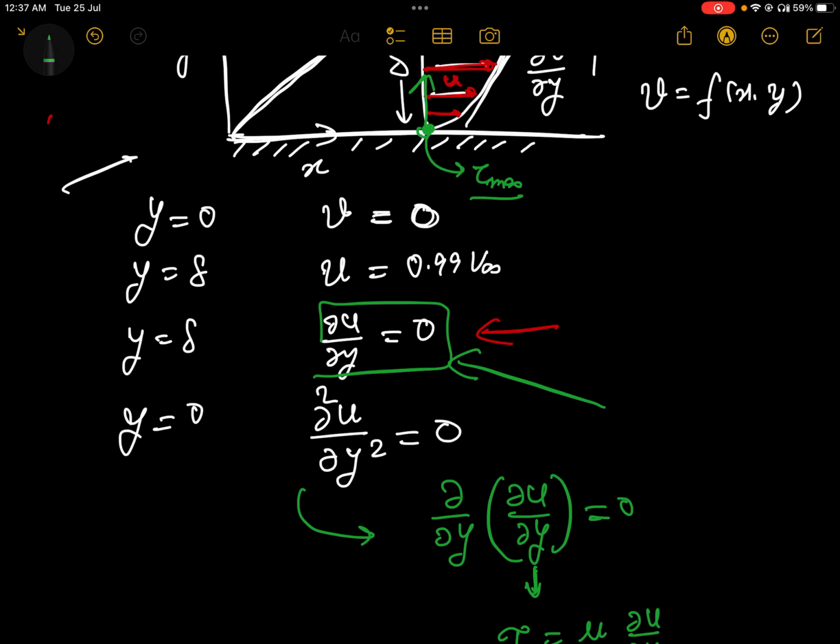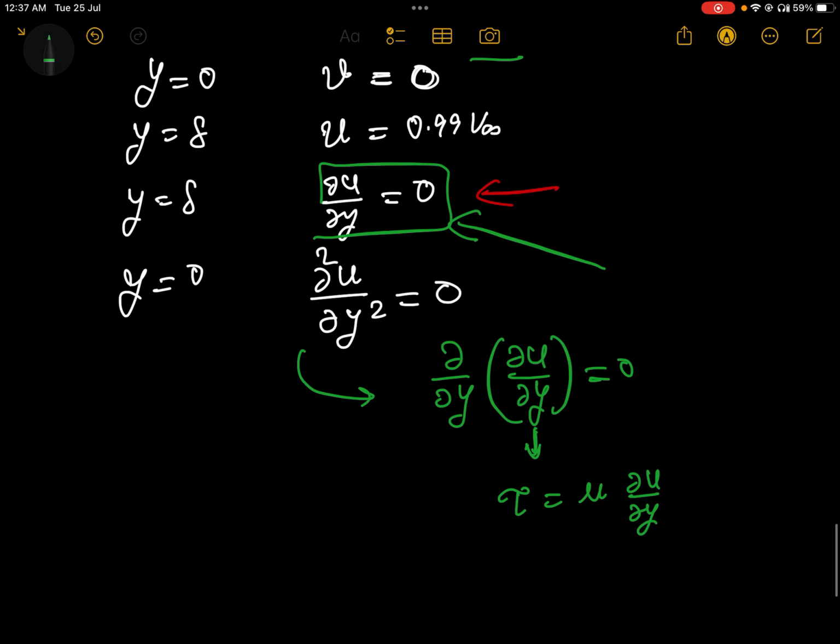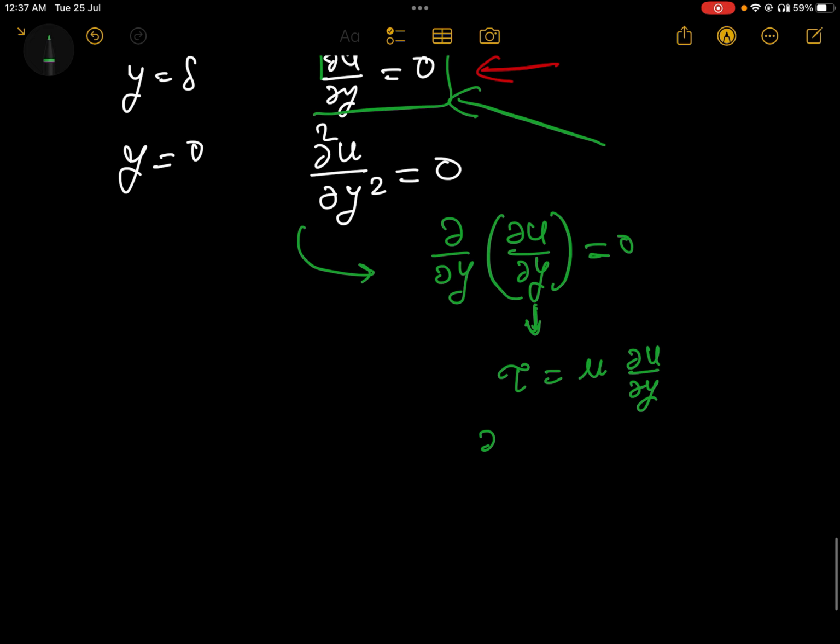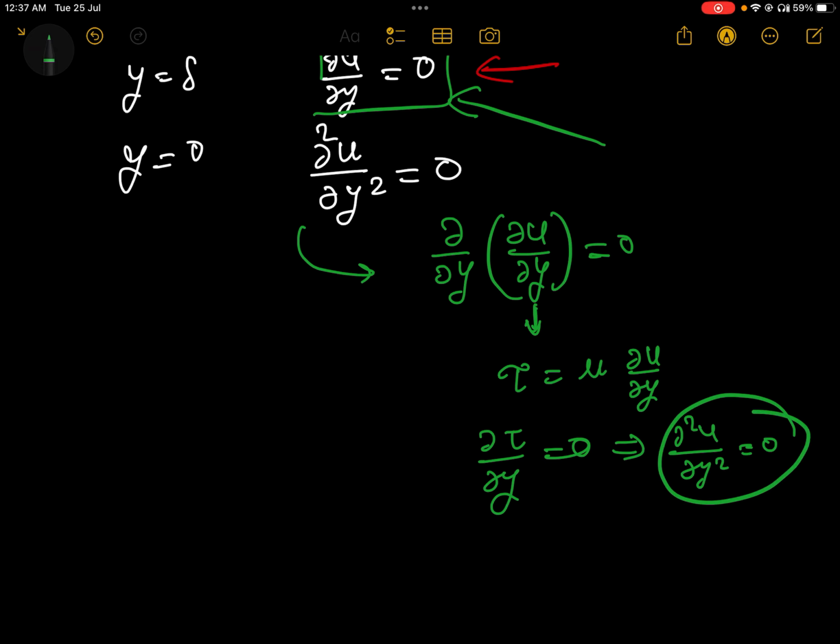How do you find the maximum of anything? For the maximum of anything, we differentiate that function. So if we differentiate tau, that is del tau upon del y, that should be 0, which results in del square u by del y square being 0. That's why we have written 0 here, because the shear stress tau is maximum here. You can write it like this.